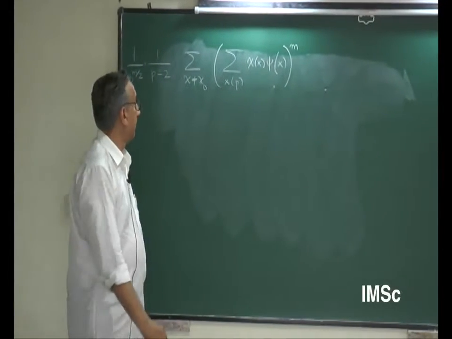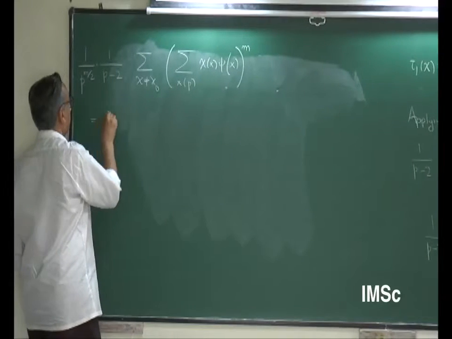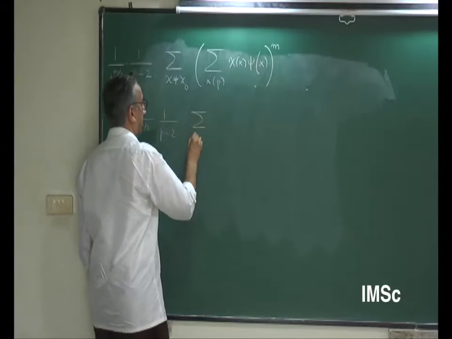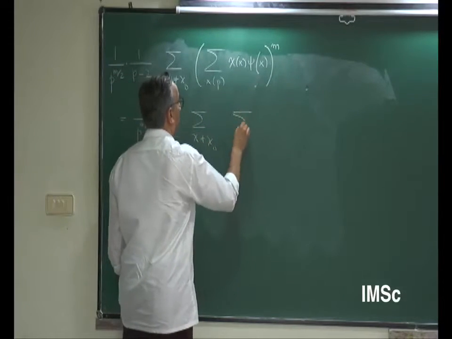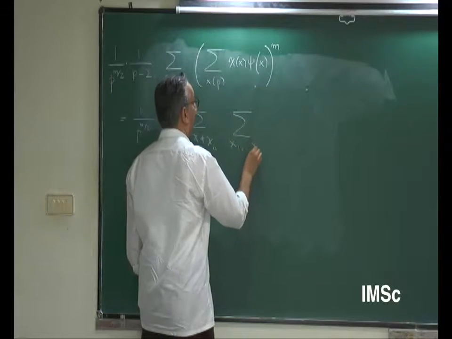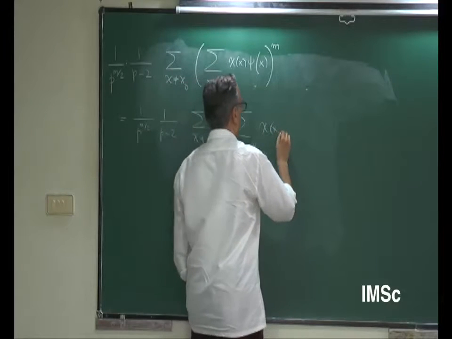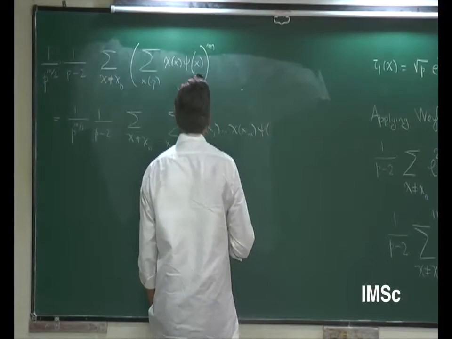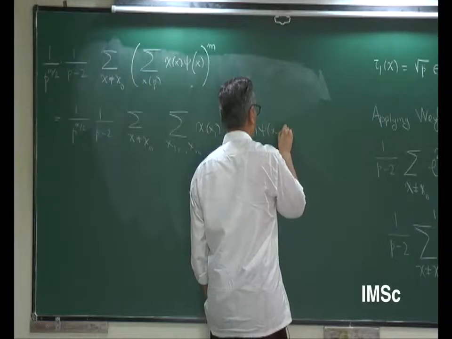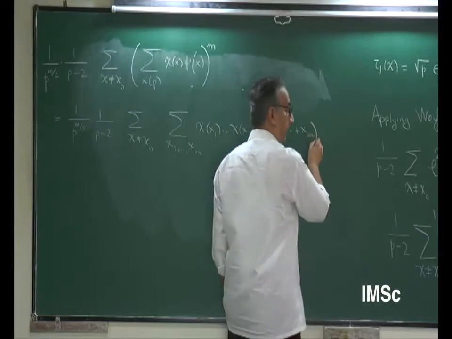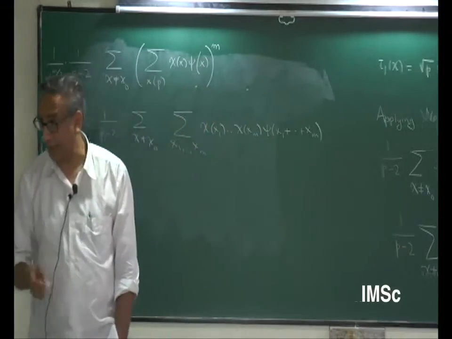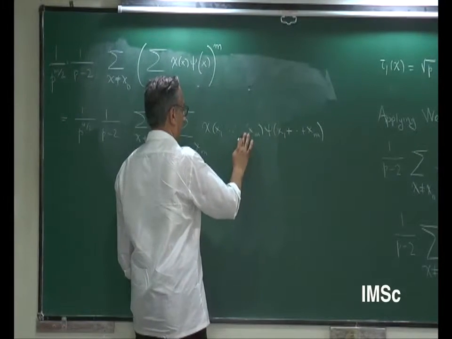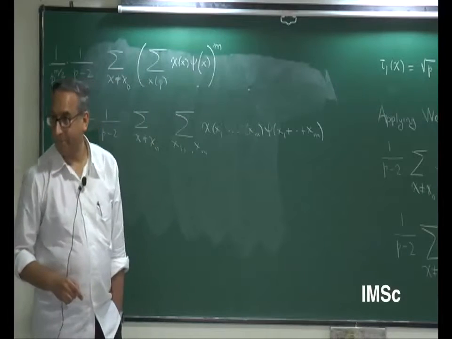Okay, so when I expand this, it's 1 over p to the m over 2, and I get the sum over x1 through xm of chi of x1 through chi of xm times psi of x1 through psi of xm. So this is an additive character: psi of x1 times psi of x2 is psi of x1 plus x2. And this is a multiplicative character, so this is really chi of the product of x1 to xm.